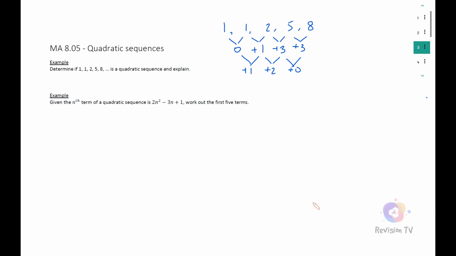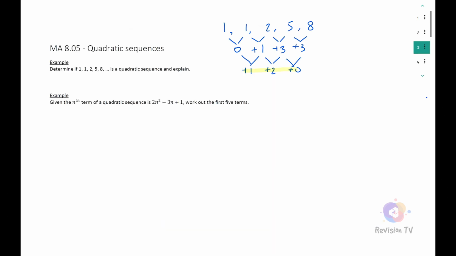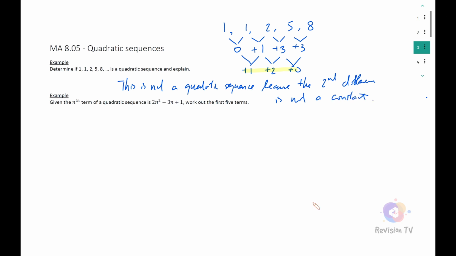So is this a quadratic sequence? The answer is no, because if you compare this to the notes, to qualify as a quadratic sequence, the second difference must be constant. Now this is not constant. Constant means the same number. So this is not a quadratic sequence because the second difference is not constant, or it's not the same, you can say.